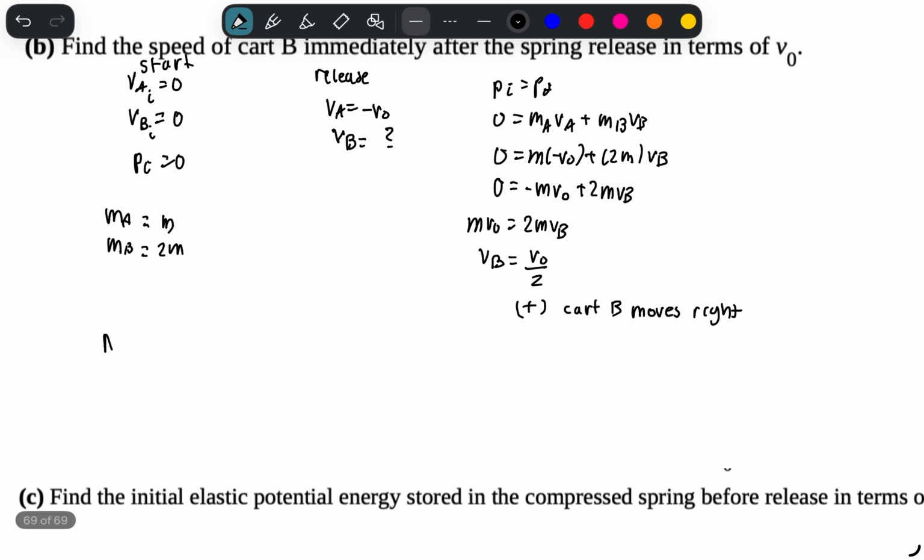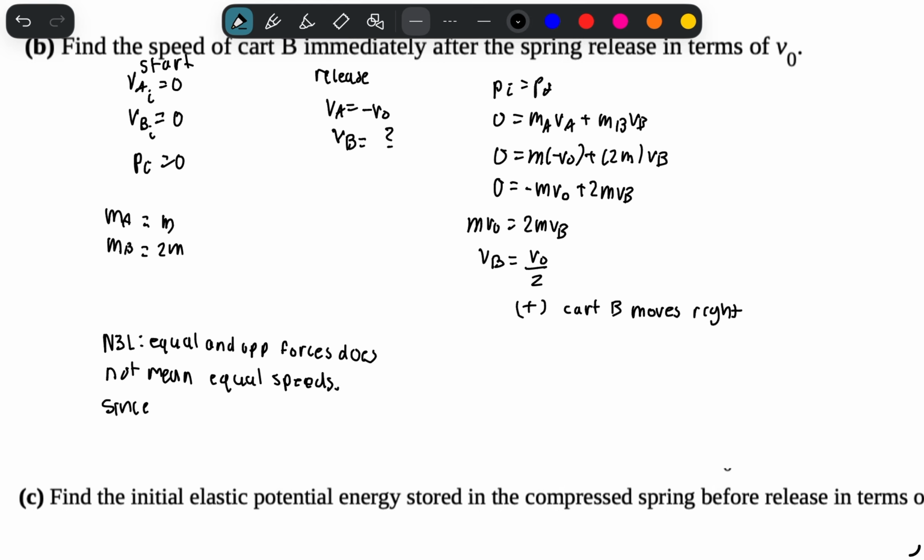So cart B does not have the same speed as cart A. Just because you have Newton's third law and you have equal and opposite forces, that does not mean equal speeds, because they have different masses. And since cart B has twice the mass of cart A, it gets half the speed of cart A.